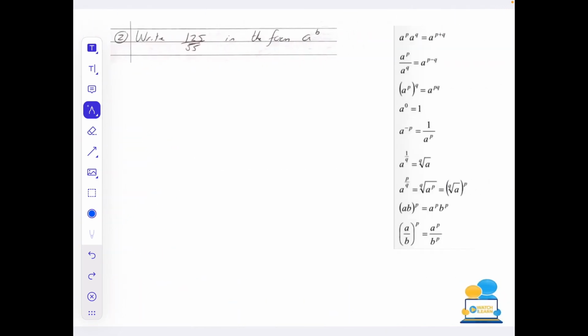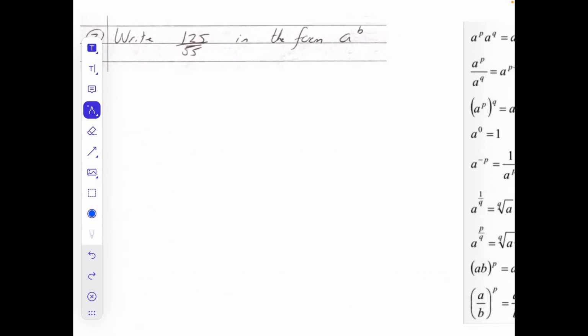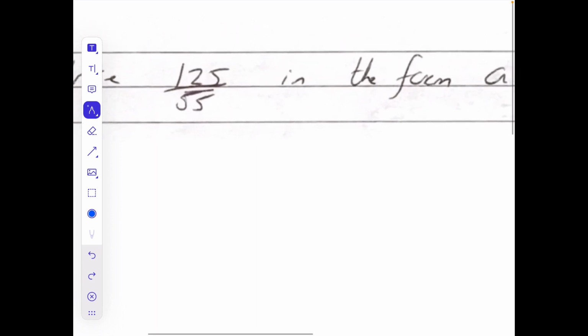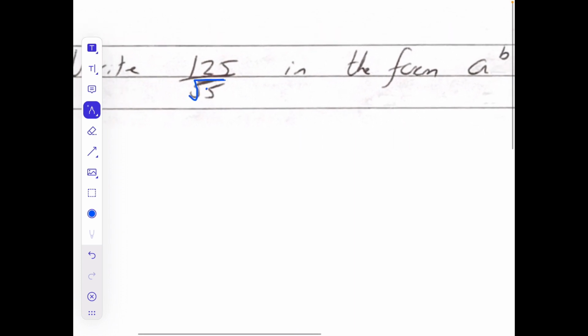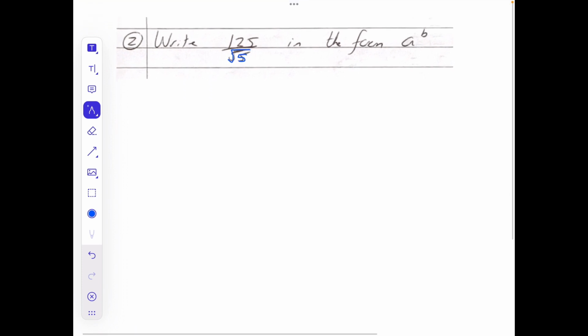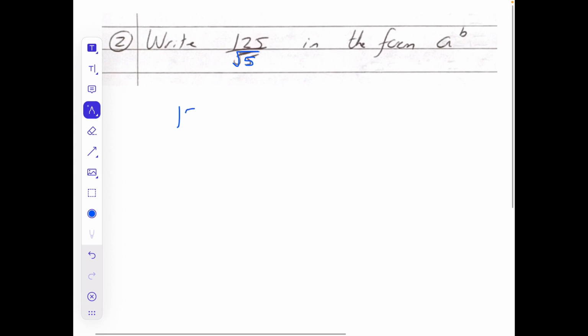Okay, so now moving on to the next type of question. Now, my writing here isn't great. That is a square root of 5, not 25. So we want to write 125 all over the square root of 5, and we want to make it look like a to the power of b. In other words, we want to make it look like something to the power of something.